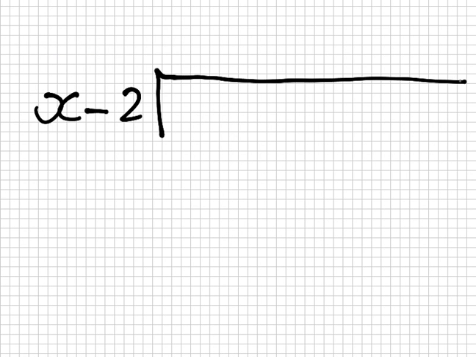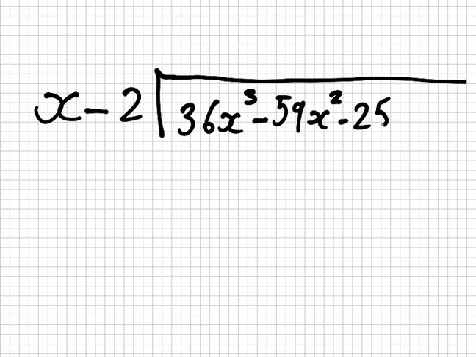Okay, so for example, we have x minus 2 and we want to divide that into 36x cubed minus 59x squared minus 25x minus 2. Okay? Well, we'll look at it now.